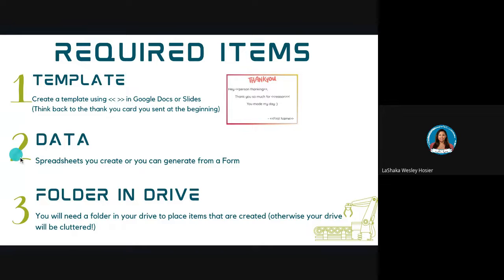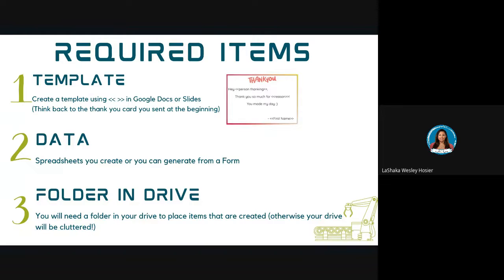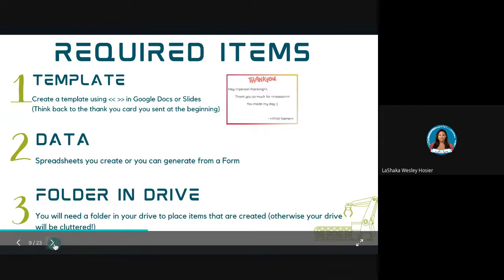Second thing you're going to need is data. Now, you can do this from a spreadsheet that you have created manually, or you can do it from a spreadsheet that is generated from a Google form. Either way is perfect. And then the last thing, and this is just to help keep you organized, is a folder in your Google Drive. This is going to make sure that everything isn't just dropping into your general drive. It's going into a specific place, and it's not going to stay as cluttered.